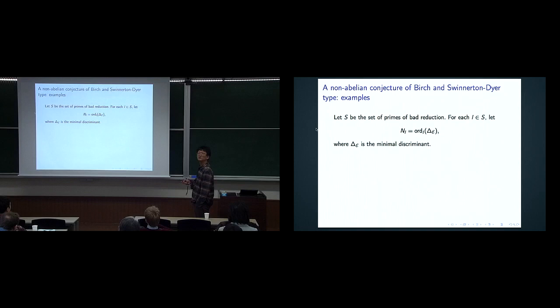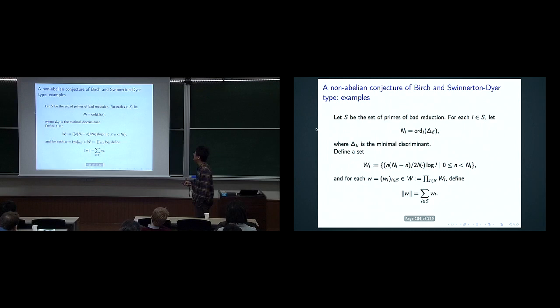So we let S be the set of primes of bad reduction, and then for each prime L of bad reduction, N sub L denotes the order of the discriminant. And I get a set of numbers for each L, W sub L, which end up being a kind of possible set of values for some p-adic height. Then, once you choose a number W sub L for each prime of bad reduction, I'll denote by W, with the norm symbol around it, the sum of all the W sub L's.